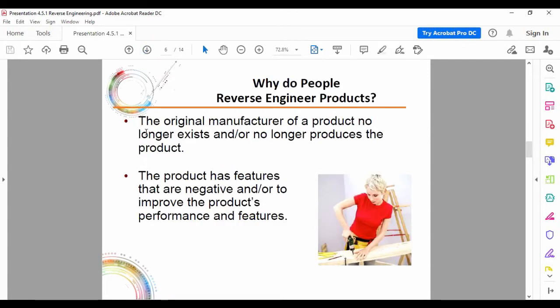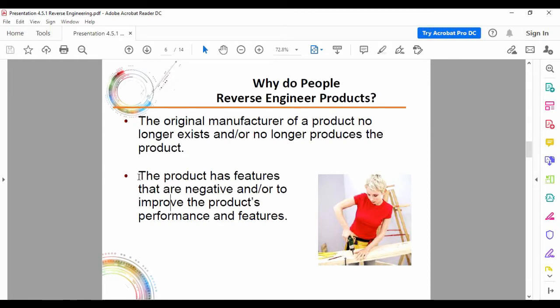So why do people reverse engineer products? The original manufacturer of a product no longer exists and or no longer produces the product. So the example that comes to mind, which isn't entirely accurate, is like when Hostess went bankrupt, and so then Twinkies were no longer being made. Then another company comes in and says, okay, well, we're going to make a Twinkie-like product. That's not entirely accurate because another company just bought the Twinkie recipe, so they didn't exactly reverse engineer, but it kind of fits this mold a little bit.